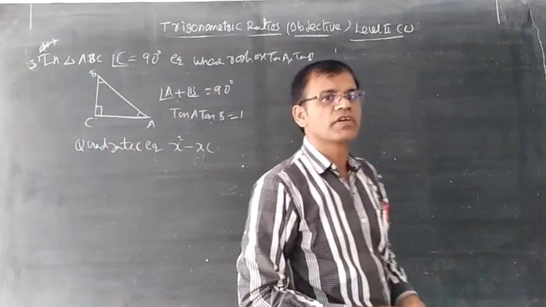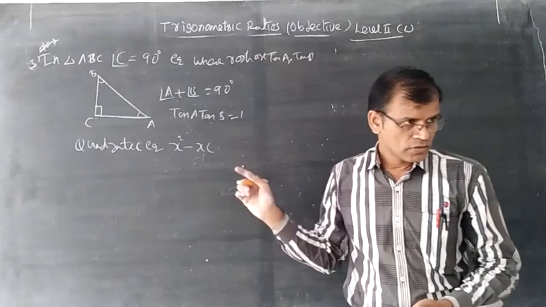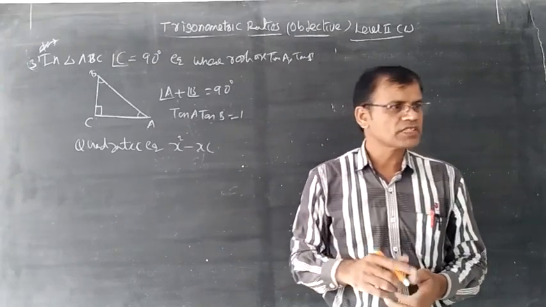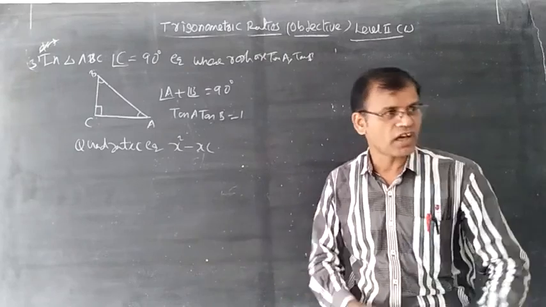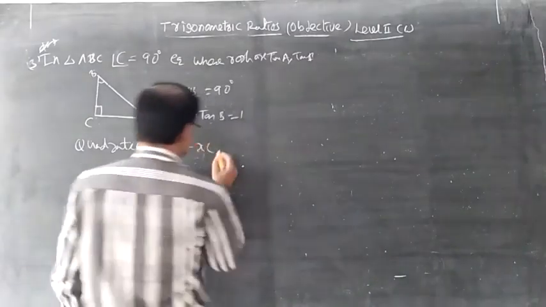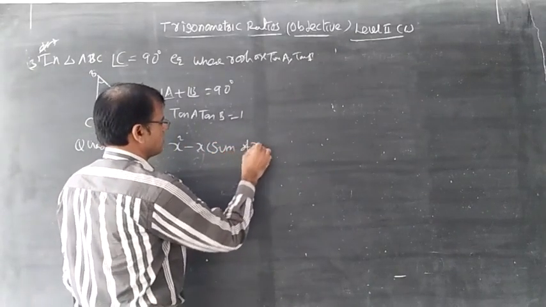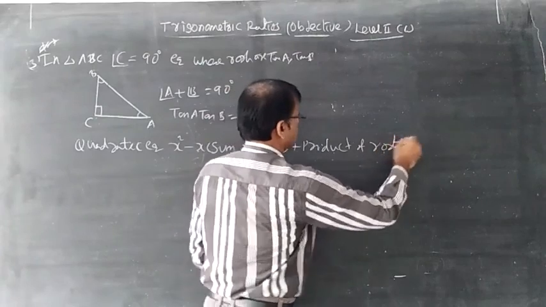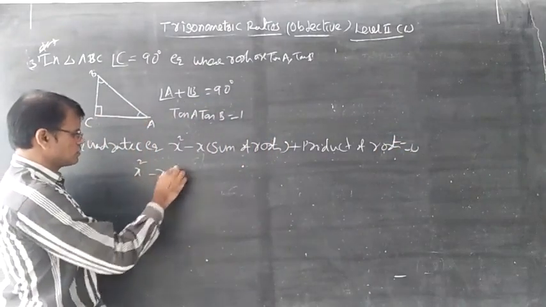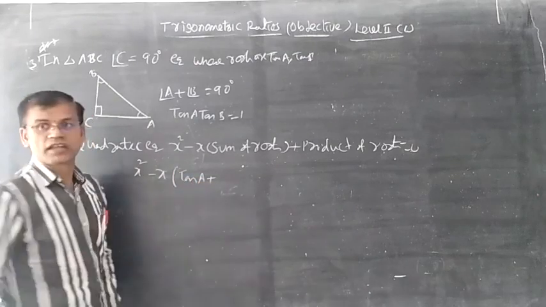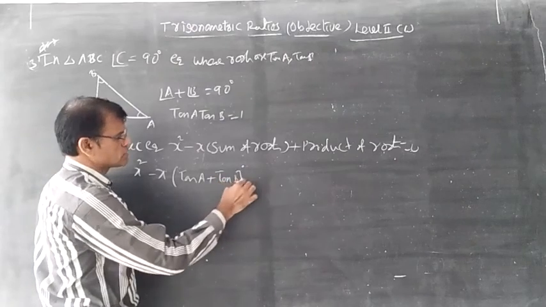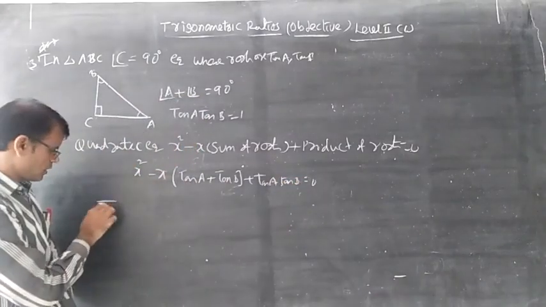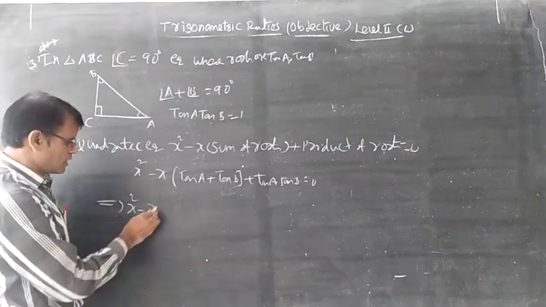Do you remember the formula? If alpha, beta are two roots of a quadratic equation, then the quadratic equation is x square minus x into sum of roots plus product of roots equal to 0. Here, sum of roots means tan A plus tan B, and product of roots is tan A into tan B. That implies x square minus x into (tan A plus tan B) plus tan A tan B equal to 0.